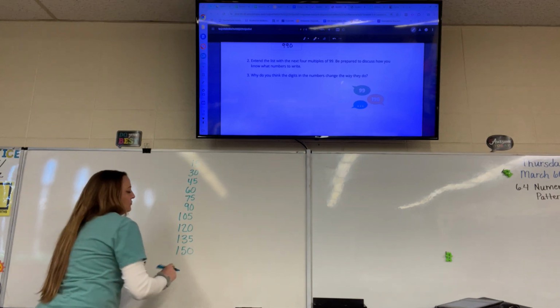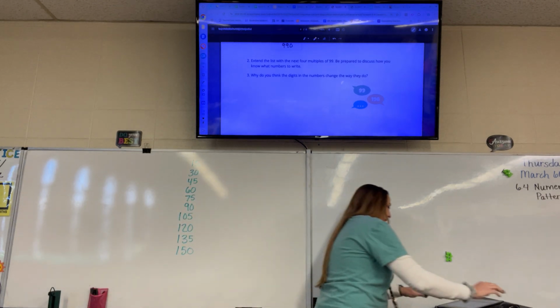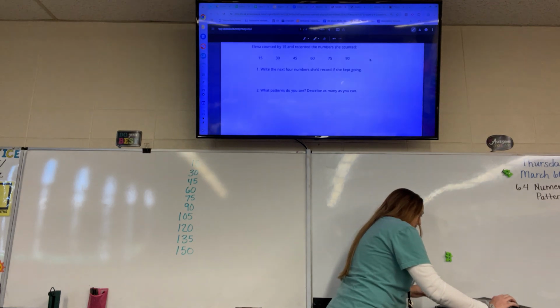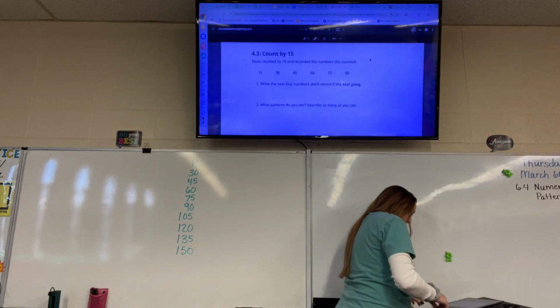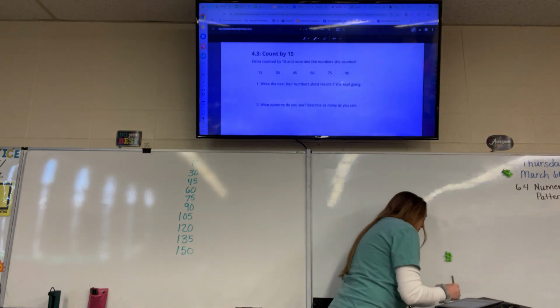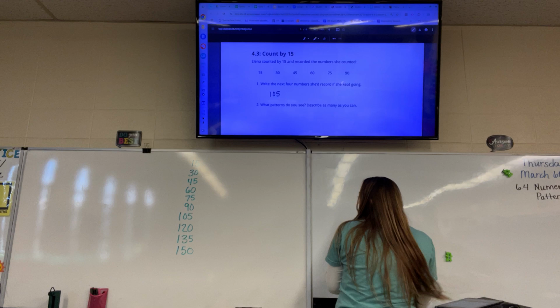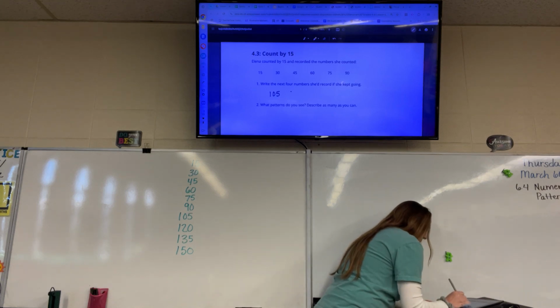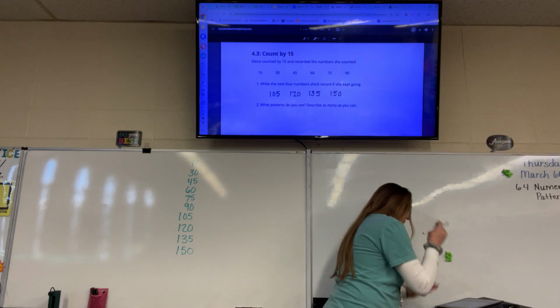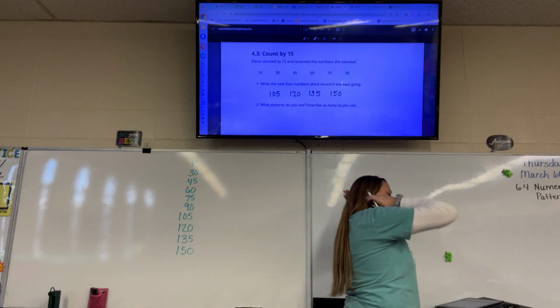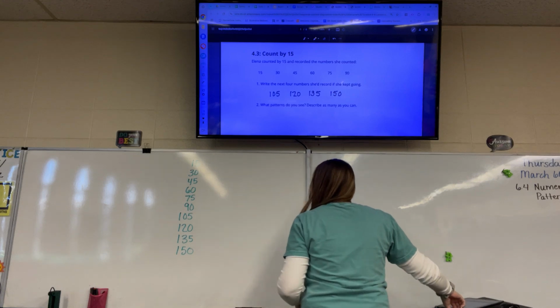Okay. So, that's what we're doing on the next page. It says record the next 4 multiples she wrote down. So we've got 105, 120, 135, and 150. What do you notice about the ones place of all those digits?